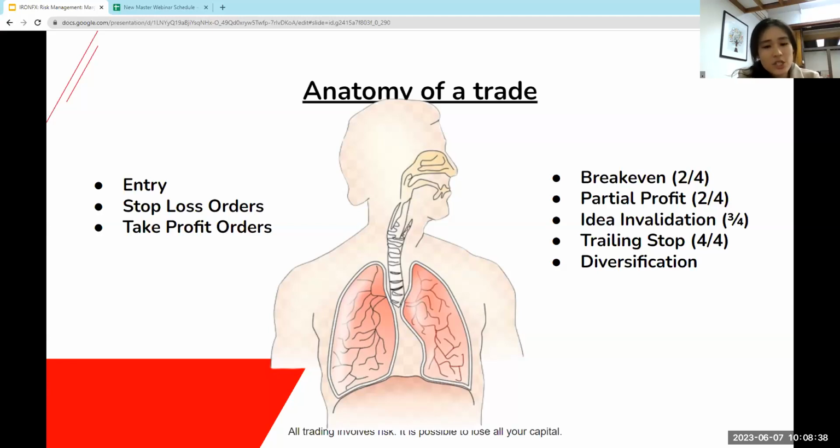Next, trailing stop loss. This strategy involves adjusting the stop loss level as the price moves in the trader's favor. So it allows profits to be protected while giving the trade room to continue moving in the desired direction. Next, we have diversification. This strategy involves spreading out investments across different assets, markets, and sectors to reduce the overall risk.